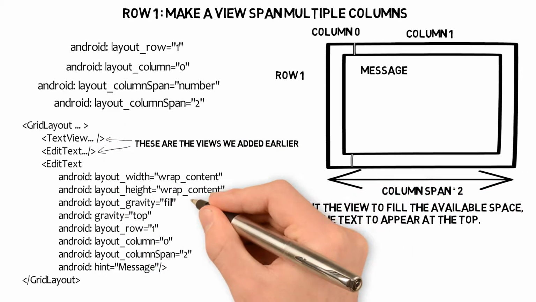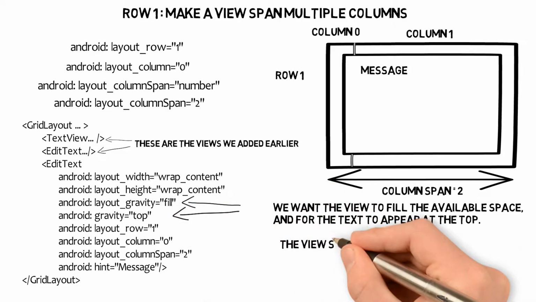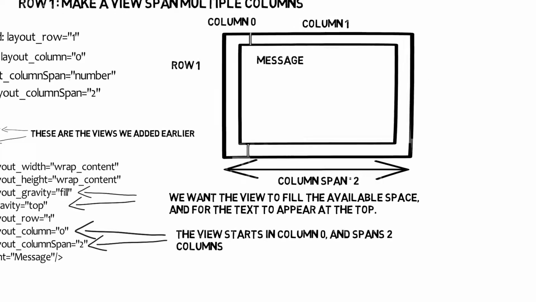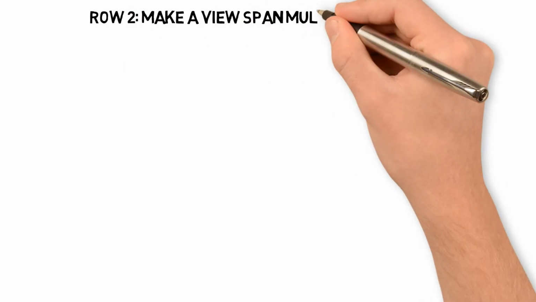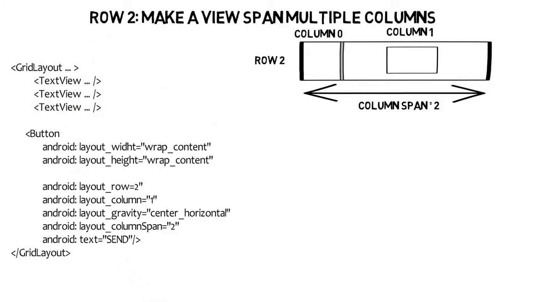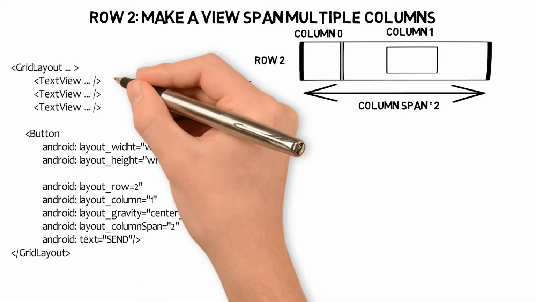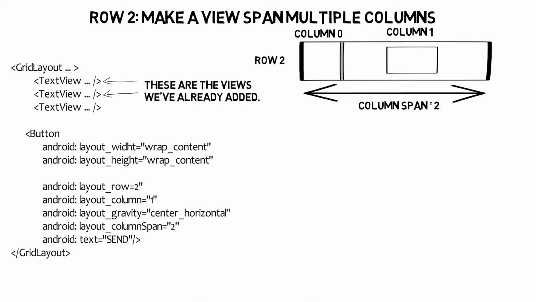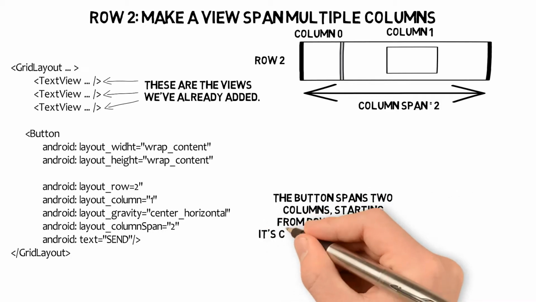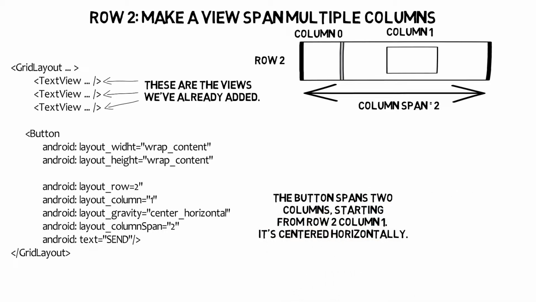Now that we have added the view for the first two rows, all we need to do is add the button. Row 2. Make a view span multiple columns. We need the button to be centered horizontally across the two columns like this. Code for it is shown below. The button spans two columns starting from row 2, column 1. It's centered horizontally.